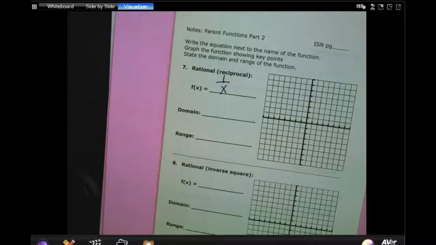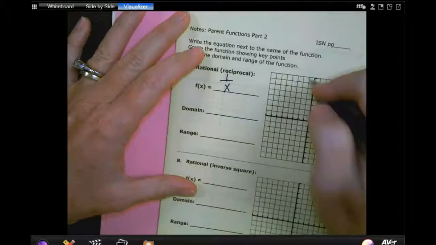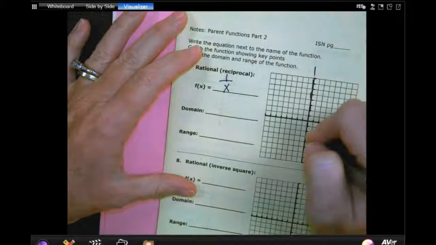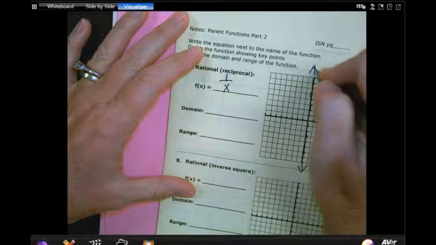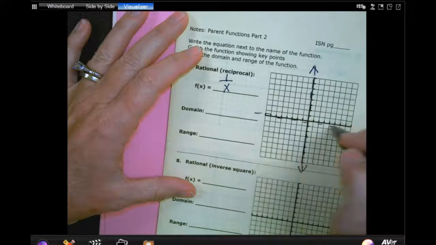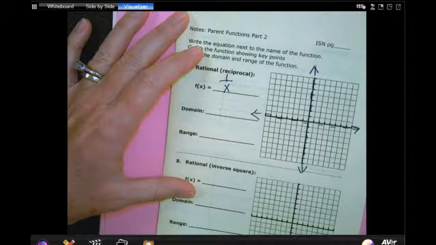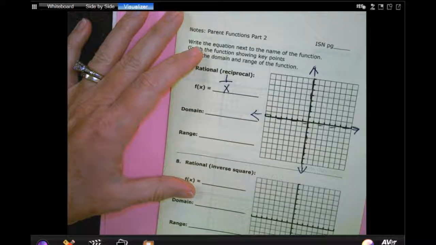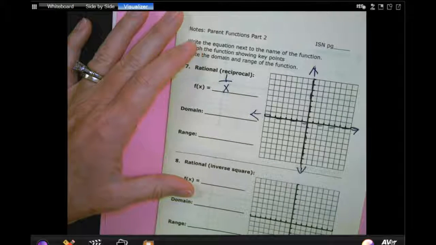So if I look at 1 over x, y'all, what number can x not equal? Why? Because what happens if you put 1 over 0? It's undefined, right? So at 0, we're going to put asymptotes here. So at x equals 0 and y equals 0, those are asymptotes.